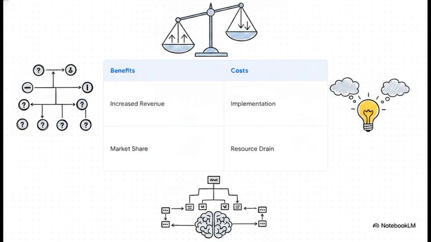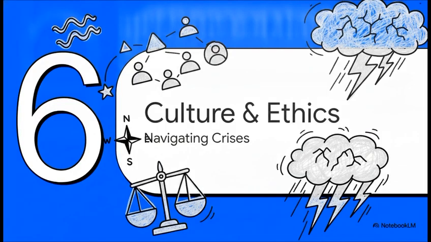Managers also rely on tools like decision trees to visually map out different futures, or the Delphi method to anonymously pull expert opinions without groupthink getting in the way. And increasingly today, organizations are feeding their data into AI-driven analytics to spot trends that human minds simply couldn't process on their own. All right, final section, Section 6, culture, crises, and ethics.